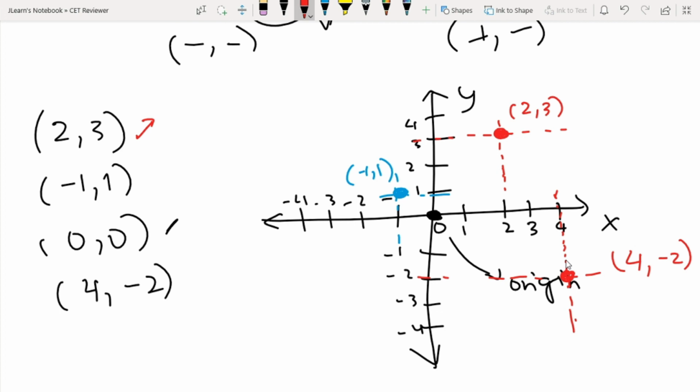So, this will be very important in our succeeding topics. Today, natutunan nyo all about the Cartesian plane. Ano nga ba ang Cartesian plane? Ano yung mga axis? Ano yung origin? Ano yung x-coordinate? Ano yung y-coordinate? Ano yung mga quadrants ng Cartesian plane? And also, natutunan nyo how to plot points on the Cartesian plane. So, I hope to see you again next time.